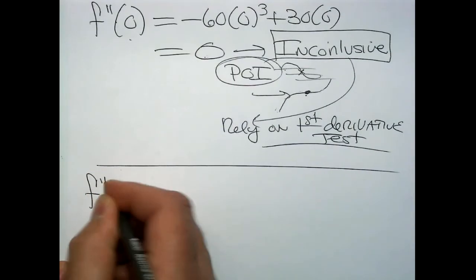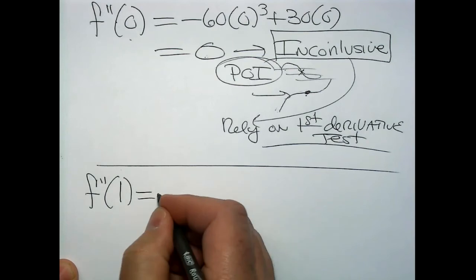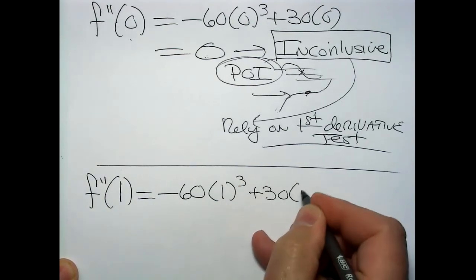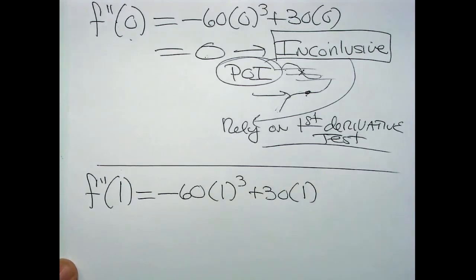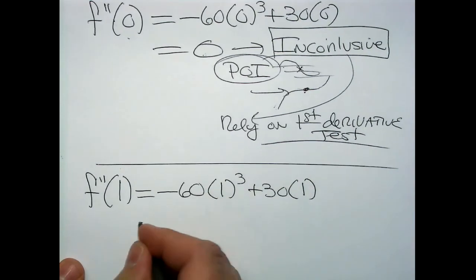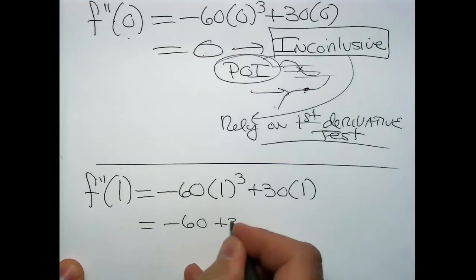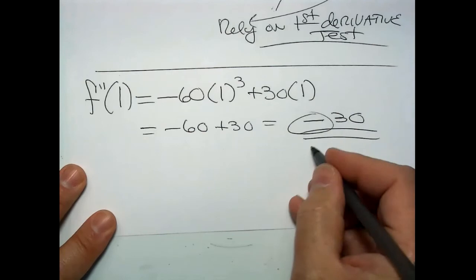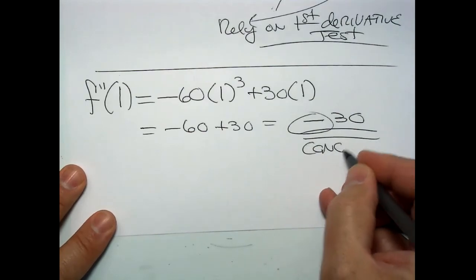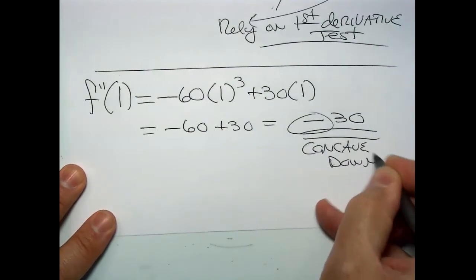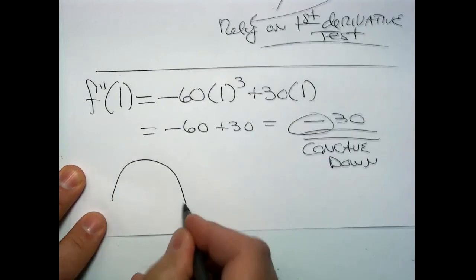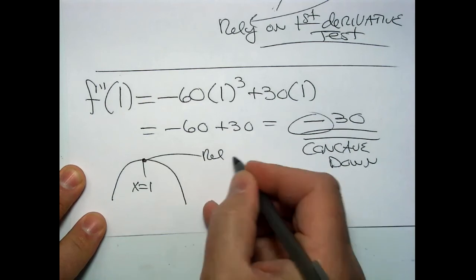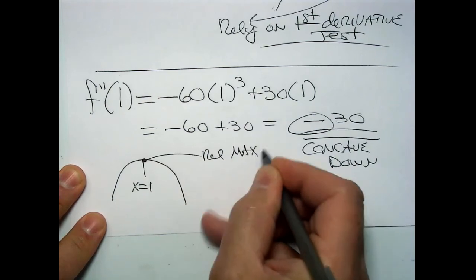And finally, f double prime of 1. That would be minus 60 times 1 cubed plus 30 times 1. Minus 60 plus 30 is minus 30. This is a region of concave down. Draw concave down so that you know what's going on. Right here at x equals 1, what is this? It's a relative maximum.